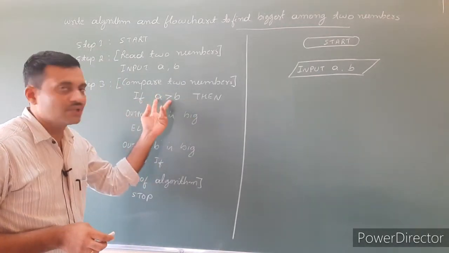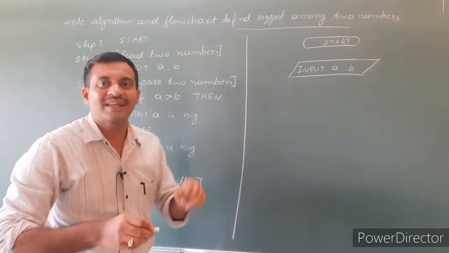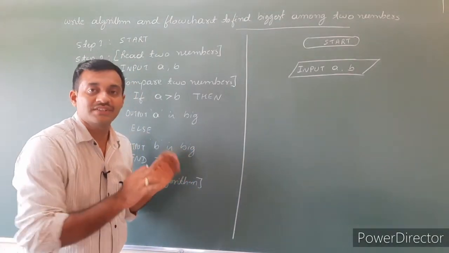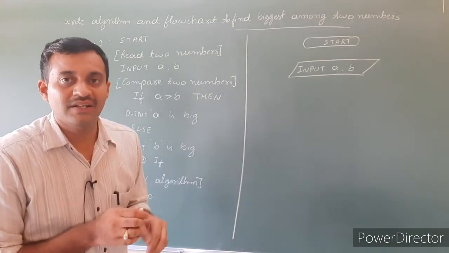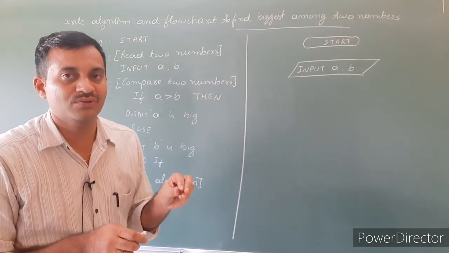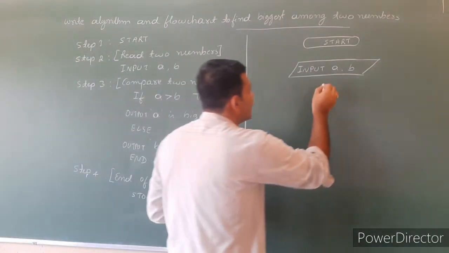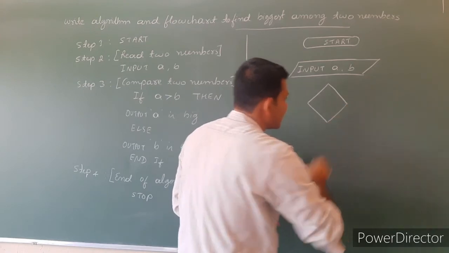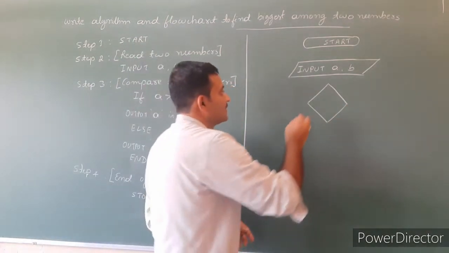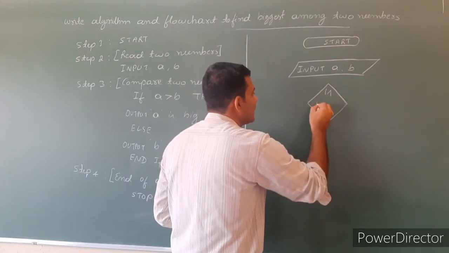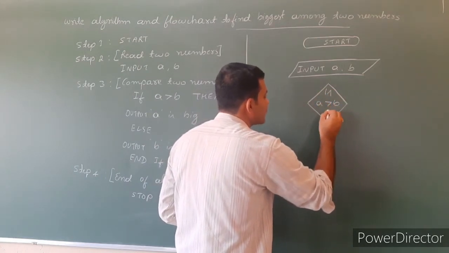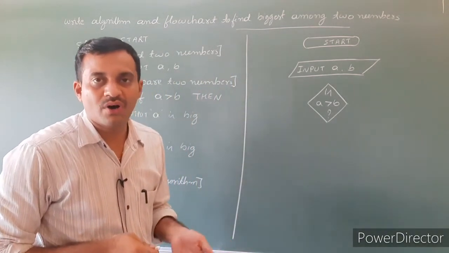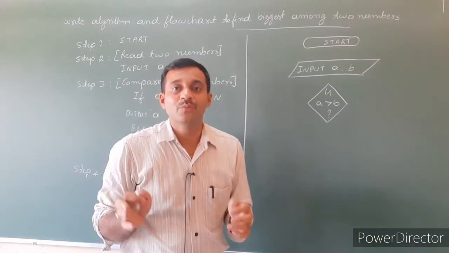Here we compare two numbers. Compare two numbers means we have to take a decision. Which symbol is used to take a decision? In a flow chart there is a symbol, that is the rhombus. Rhombus is used to take a decision. Inside that write is A greater than B, question mark. We do not know the value of A greater than B. Either it returns true or false.